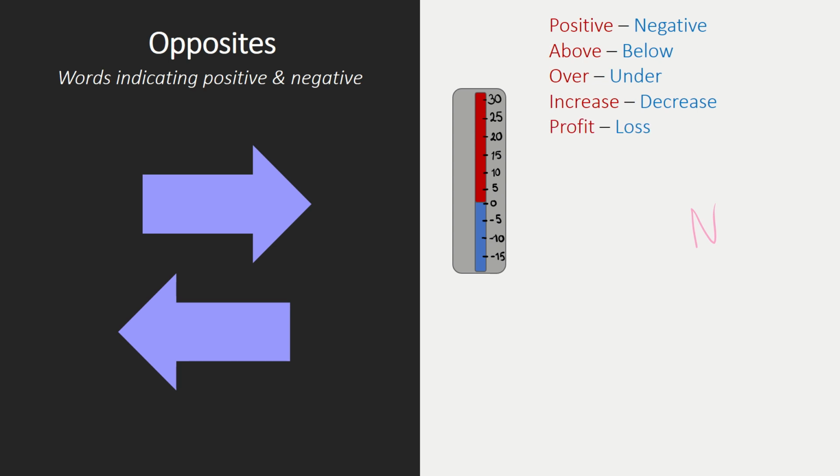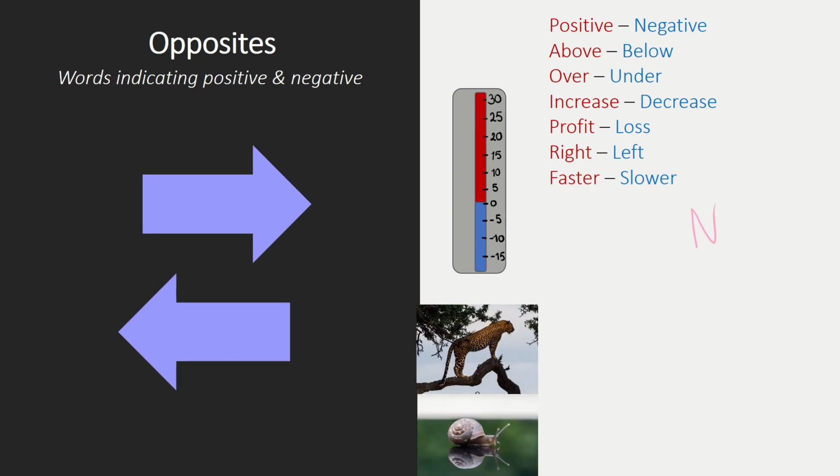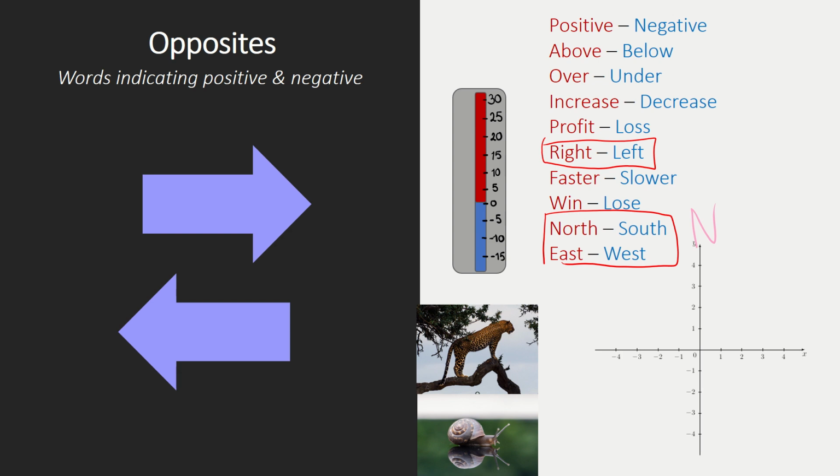And we could have a profit, so a company could make a profit where they earn a lot of money, or they can have a loss, where they lose a lot of money. We could have right and left, faster like a cheetah, or slower like a snail. We could win or we could lose. We could have the north or south, east and west. For the last two examples, and for right and left, I can show you the set of axes. You will learn this. A set of axes has north, east, south, west written on it, and left and right.